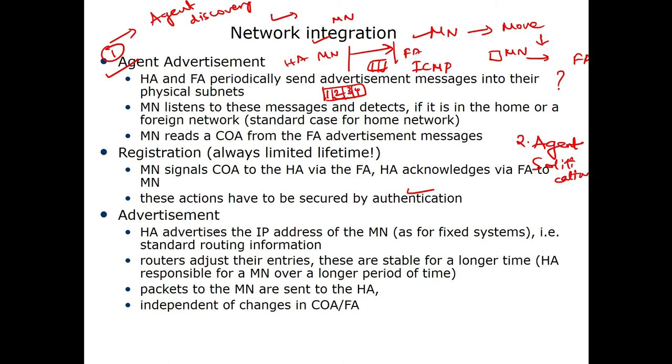the home agent will advertise the IP address to the mobile network. The home agent will send the advertisement to the mobile network in case of fixed systems. Then the routers will adjust their entries, and if these are stable for a long time, the home agent is responsible for the mobile node for transferring the messages over a period of time. Then the packets of mobile networks are sent through the home address. So the home agent is independent of changes in the care of address and foreign agents.